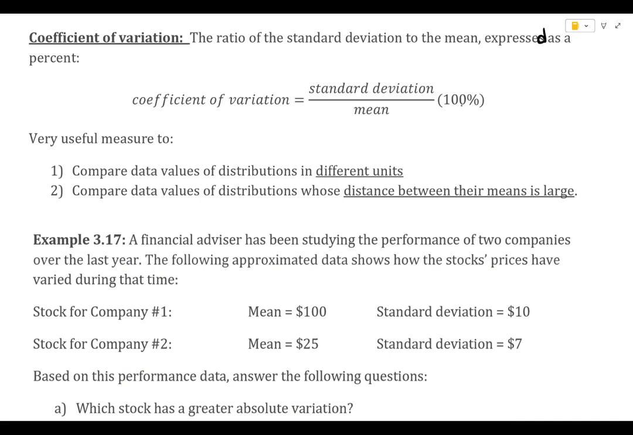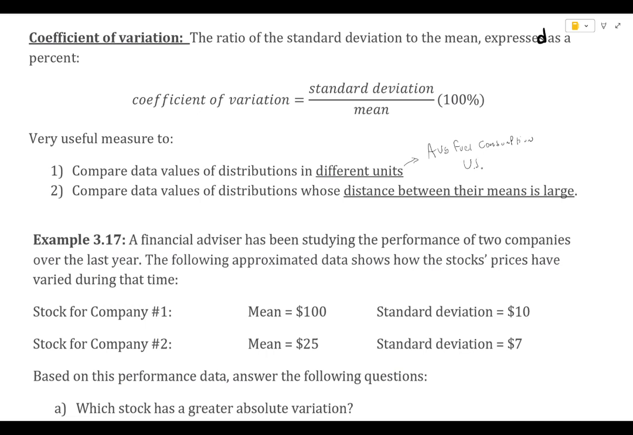It's basically just a ratio or fraction of the standard deviation to the mean. So how much do the values change compared to what their average or weighted average is? Very useful measure to compare data values of distributions in different units. So if you wanted to compare, let's say, the average fuel consumption in the US versus in, I don't know, Italy.